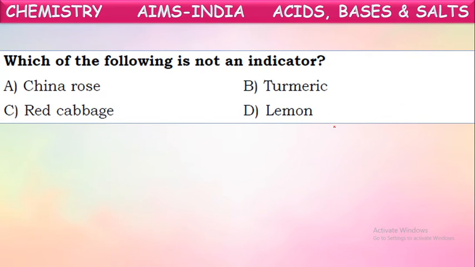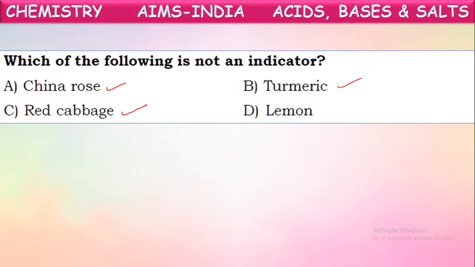Which of the following is not an indicator? Identify which is not an indicator among the given: China rose, turmeric, red cabbage, lemon. Which is not an indicator? See, is China rose an indicator? Yes, China rose is one of the natural indicators. What about turmeric? Turmeric is also one of the natural indicators. Even red cabbage. These all come under natural indicators.